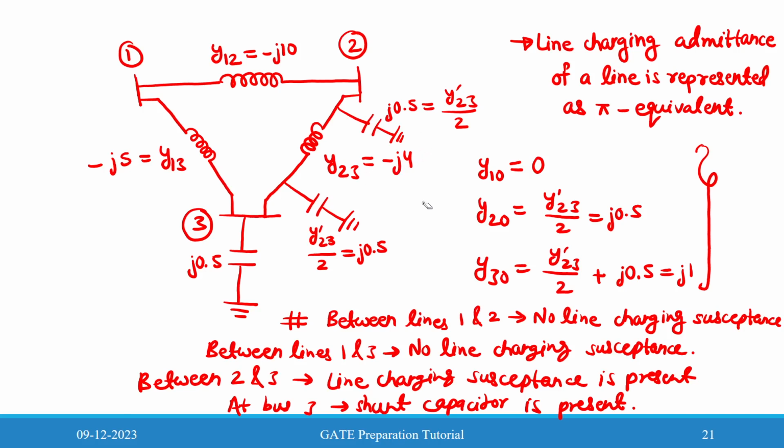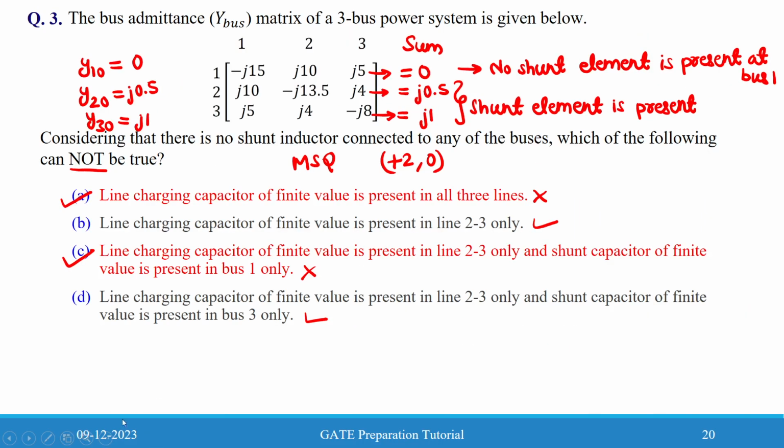So in that way we can find what the shunt elements present at these buses are. So we can say that between lines 1 and 2, no line charging susceptance, and between lines 1 and 3, no line charging susceptance, and between lines 2 and 3, line charging susceptance is present, and at bus 3, a shunt capacitor is also present. So what are the correct options?